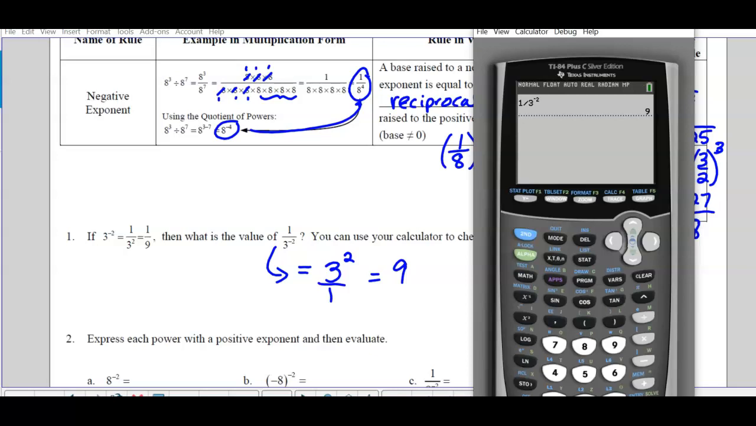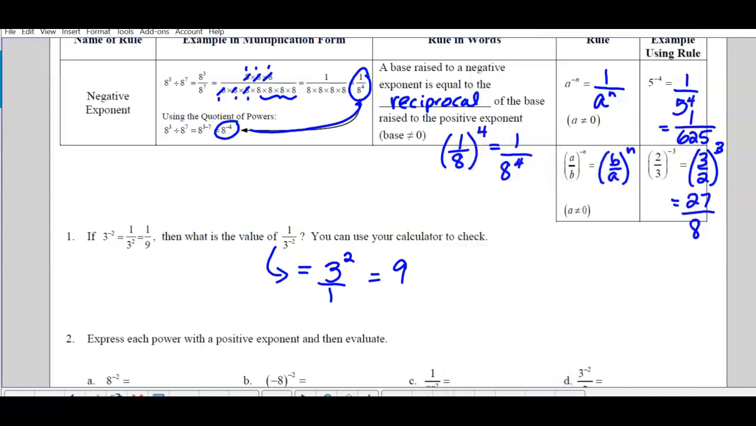But here, to make it positive, we flipped it to the denominator. If it's in the denominator, to make it positive, we flip it to the numerator. One or the other. Okay? Not that we ever do it, but if you had a positive exponent and you flipped it to the denominator, it would become negative. Not that we really do that very often. We really want positive exponents in order to evaluate. Okay?